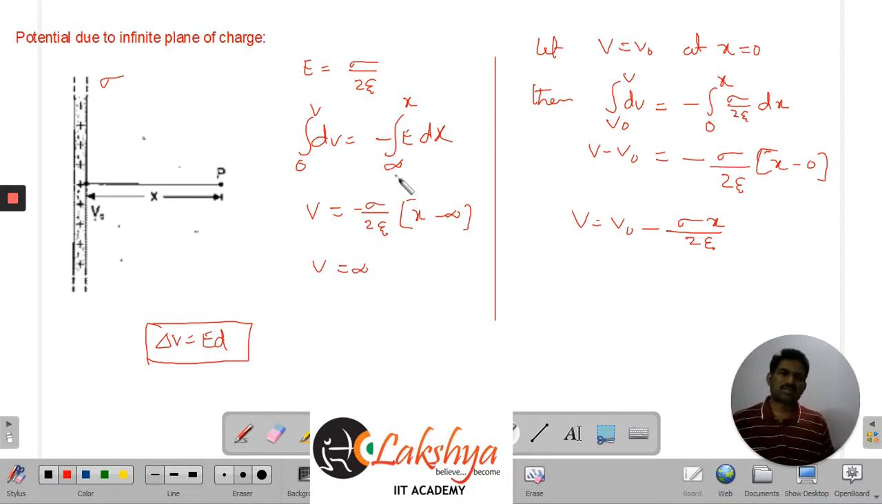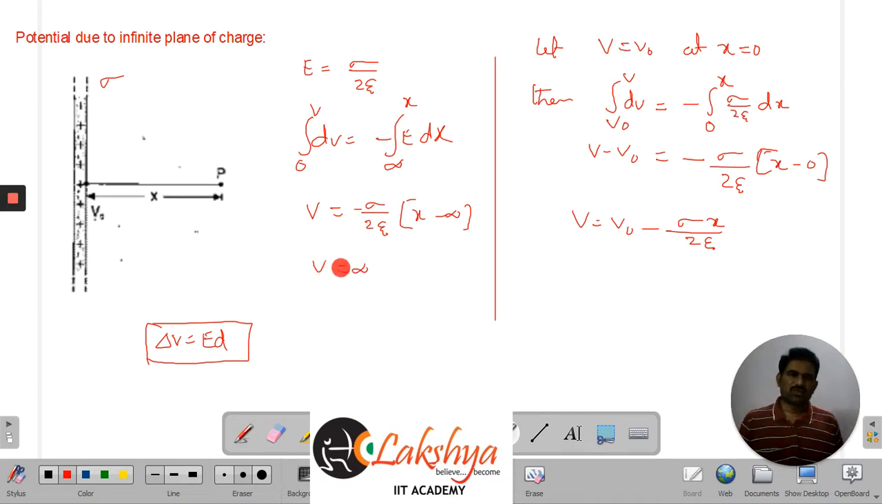Which indicates that this is now similar to that of a line of charge. In case of a line of charge, we discussed already, if you are taking the reference at infinity, then potential at a point is not defined, right? So similarly here in case of this plane of charge also, if you are taking the potential at infinity as a reference, then potential at that point is not defined. Again, you will get infinity.